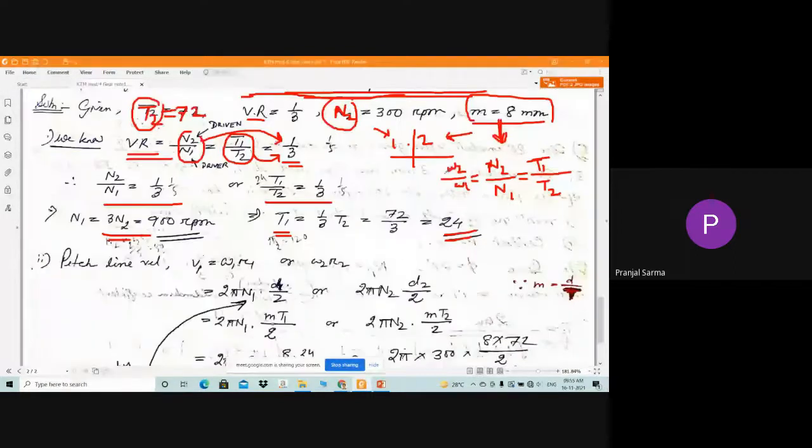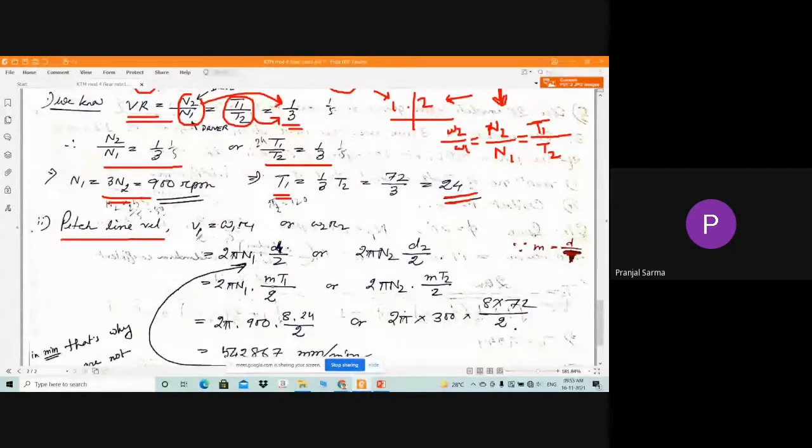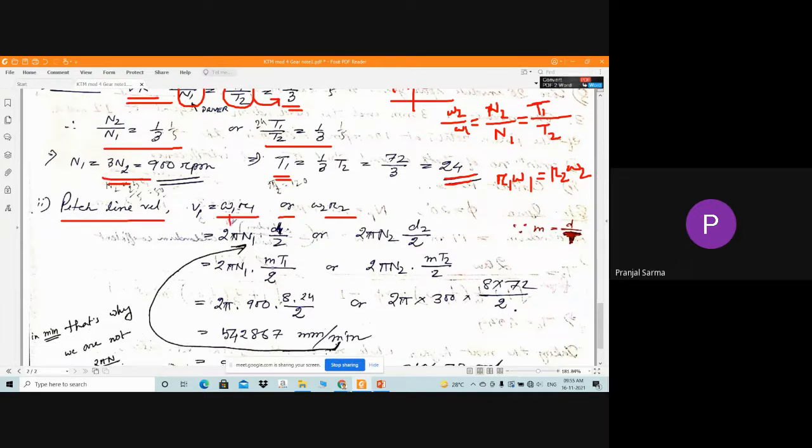What is that? Now we know pitch line velocity vp is nothing but the linear velocity we are talking about. So it is r1 omega 1 I can write, or in terms of the other gear it is equal to r2 omega 2. That is up to you which one you use. We already have the data. So omega is 2 pi n by 60, and r means the radius we are talking about. So in terms of diameter it is d1 by 2.